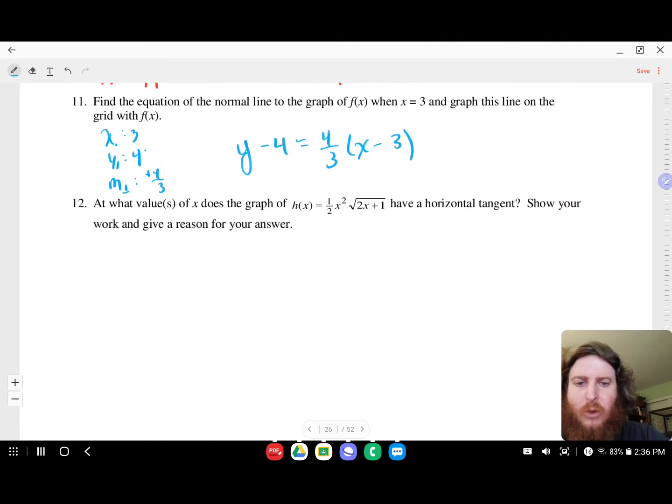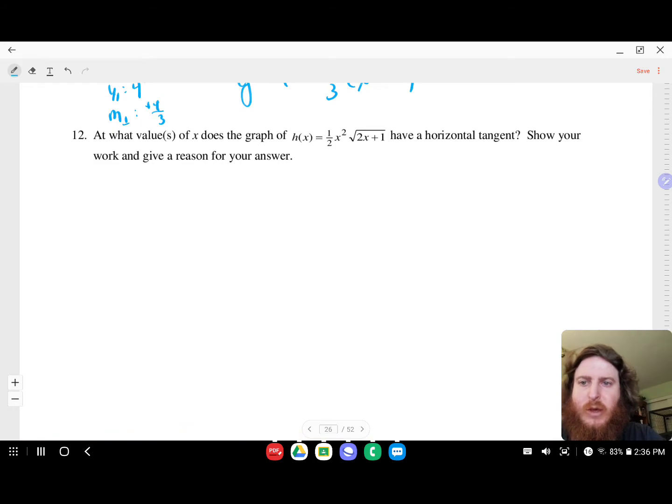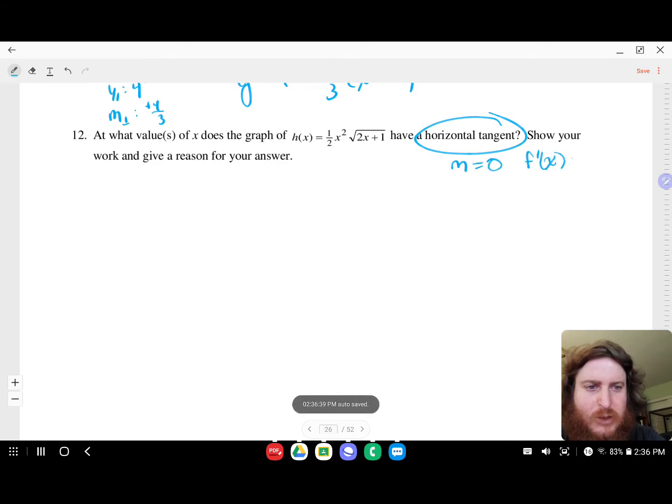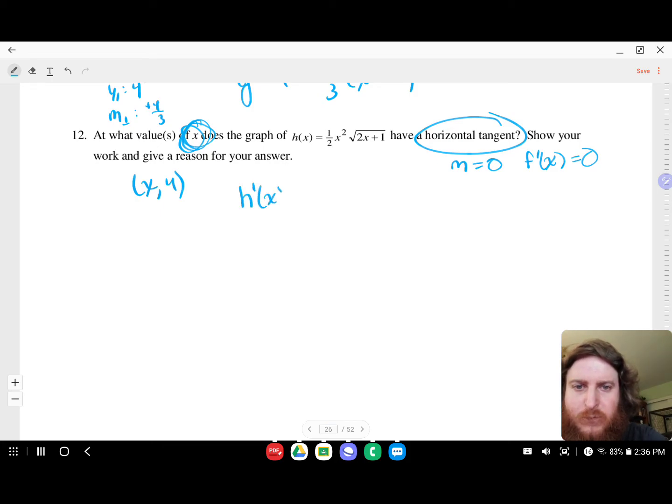Okay. At what values of x does the graph h of x, no longer using that graph up there, have a horizontal tangent? Now when we see horizontal tangent, we're always thinking the slope is 0, right? So we're going to set the f prime of x to 0. Now it just asks for the values of x. If it asks for the points, we'd plug them back in and do an x comma y. But here it just wants x, so we only need x. So we're going to take h prime of x.